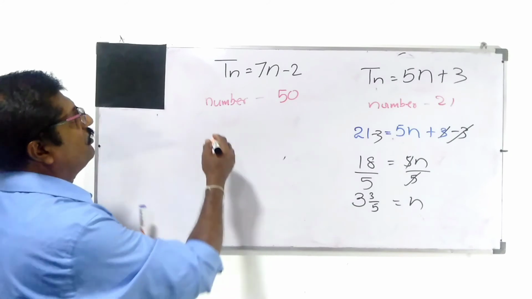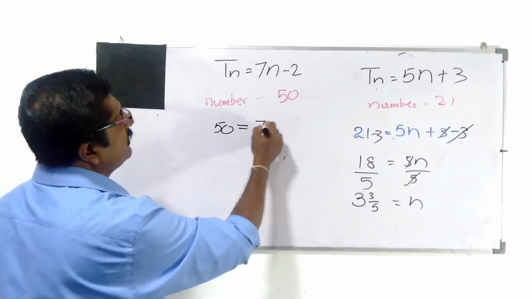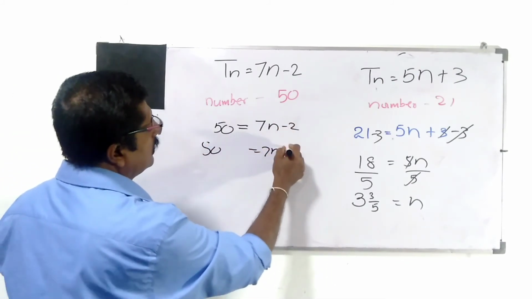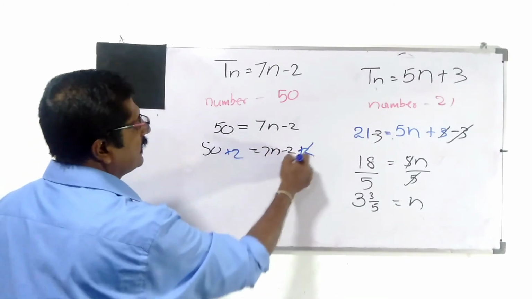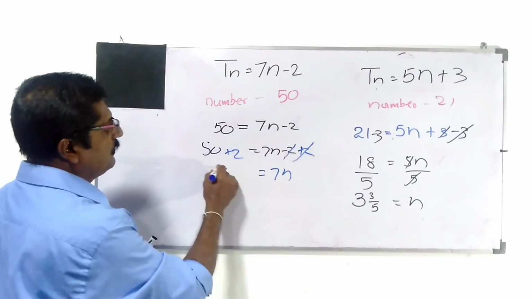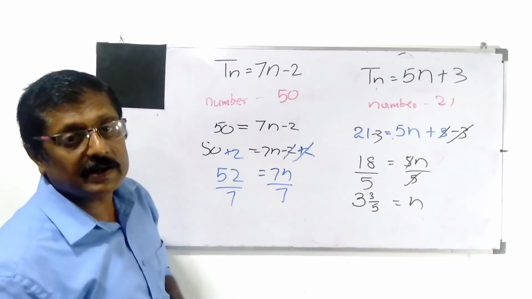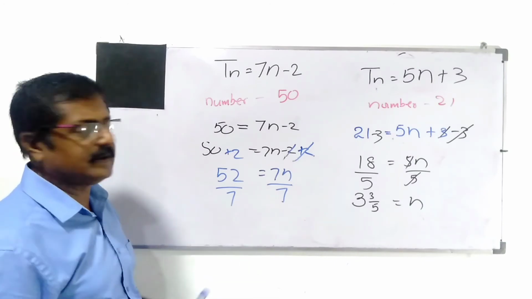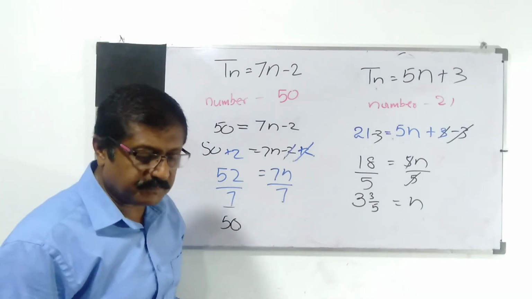Alright, now let's look at this. 50 equals 7n minus 2. Then what can you do? Put plus 2, cancel. 7n equals 52. Divide both sides by 7. Not divisible. You don't get a whole number answer. What can you understand? 50 is not a term of this progression.